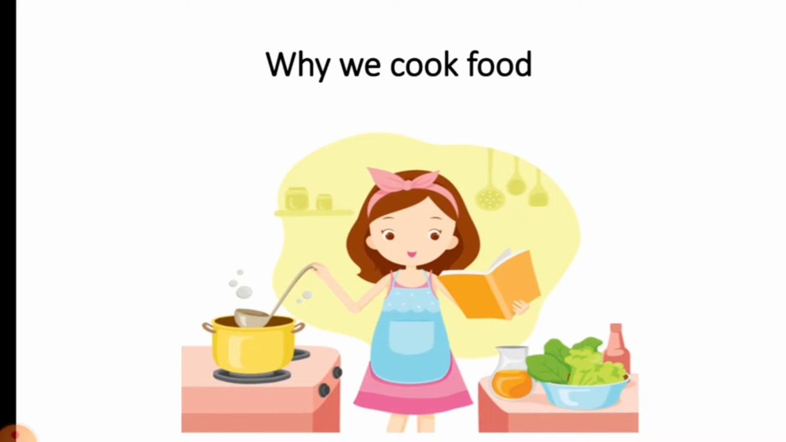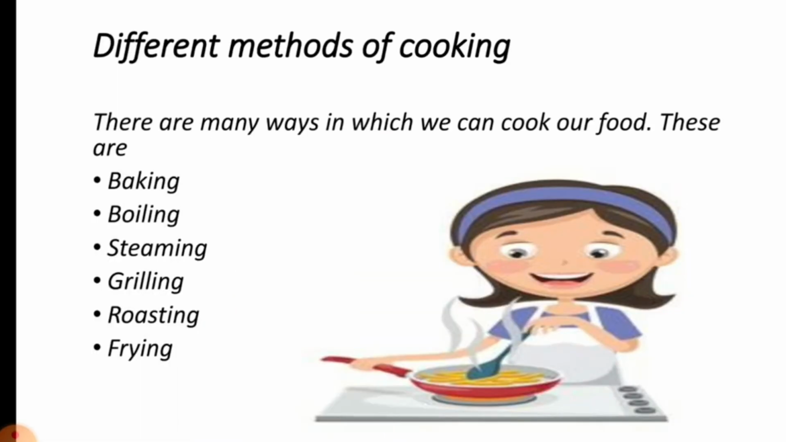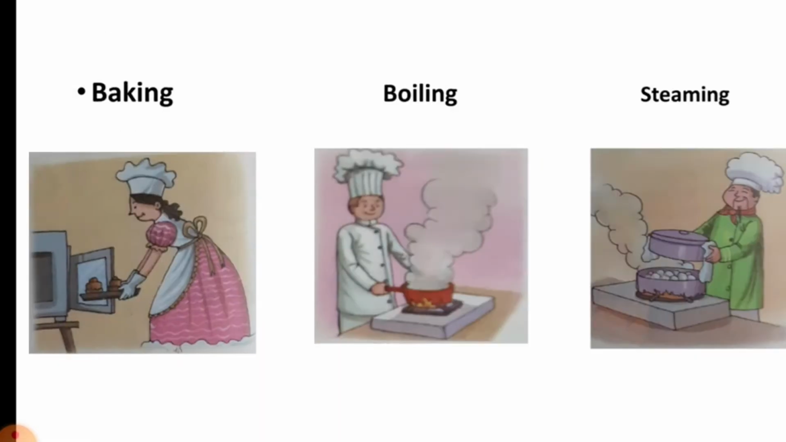Okay. Now let us see what are the different methods of cooking. There are many ways in which we can cook our food. These are baking, boiling, steaming, grilling, roasting, and frying. So the first method of cooking food is baking. When food items are put inside an oven, they get baked. Potatoes, breads, cookies, buns, biscuits, and cakes are baked in this way.